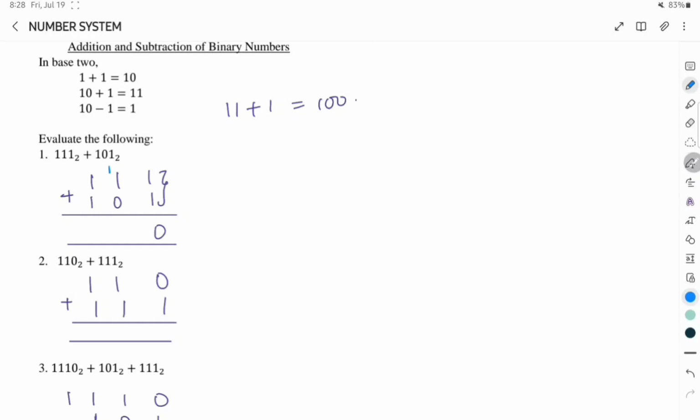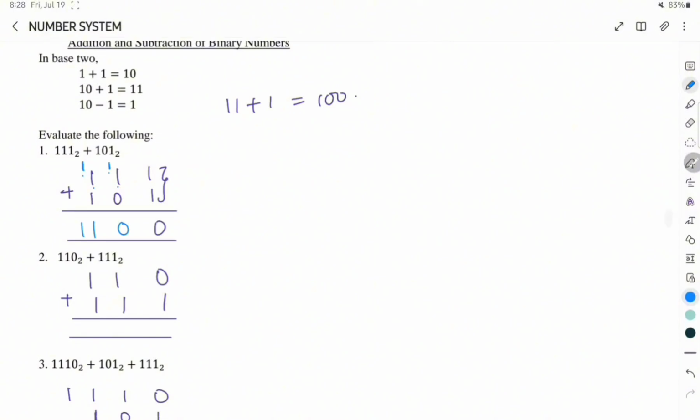So the 1 that we are keeping will be written here. Now, this one plus this one is also 10. 10 plus 0 is still 10. So write 0 again and keep 1. 1 plus 1 is 10. 10 plus 1 is 11, right? So you will see that we arrived at the same answer.